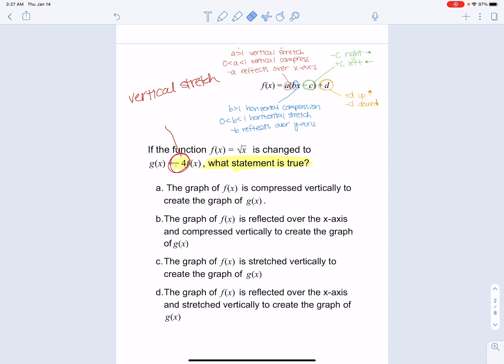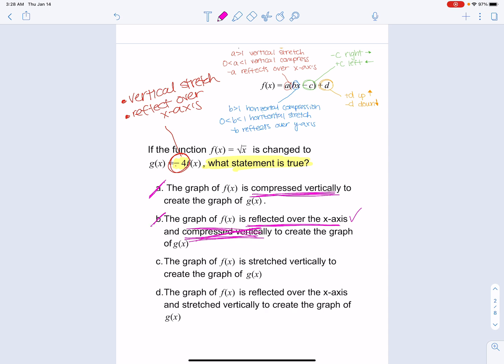And it's negative. So does it reflect over the x-axis or the y-axis? Reflect over the x-axis. So it can be either of these two things that make it true. So the graph of f of x is compressed vertically. Is that true? No. The graph of f of x is reflected over the x-axis. Is that true? Yes. And compressed vertically. Is that true? No.